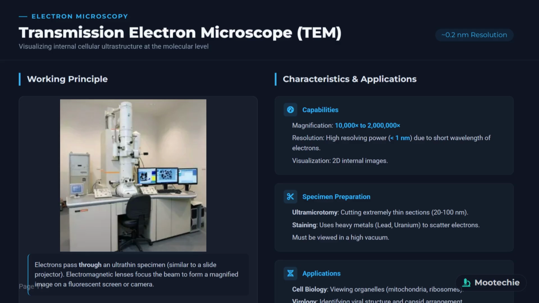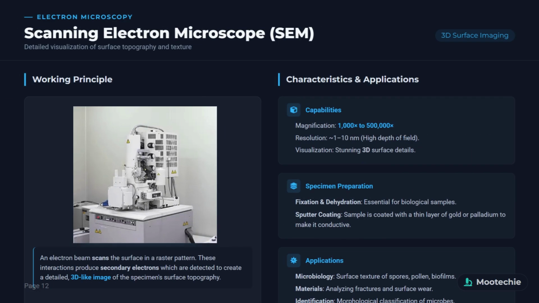Preparing a sample is intense. It must be sliced ultra-thin, stained with heavy metals and placed in a vacuum. Its applications are vital in cell biology, for seeing organelles and is especially important for identifying the detailed structure of viruses. For stunning 3D surface views, we use the scanning electron microscope, or SEM.